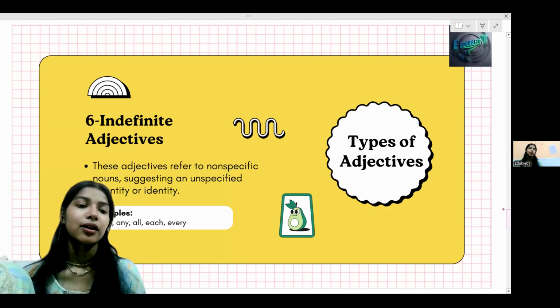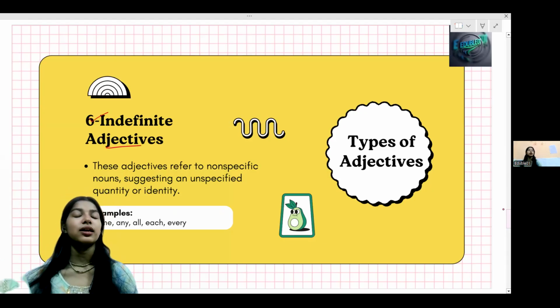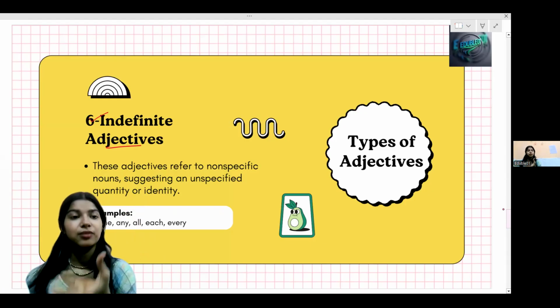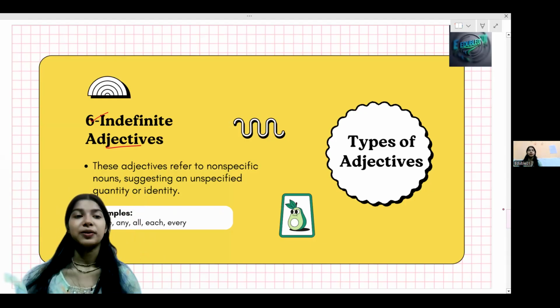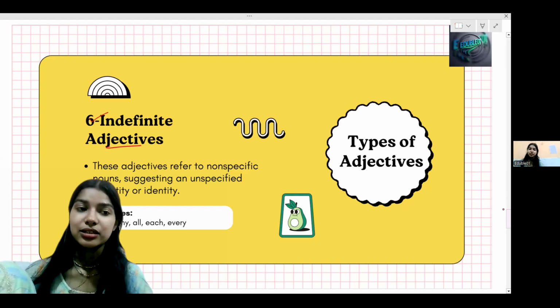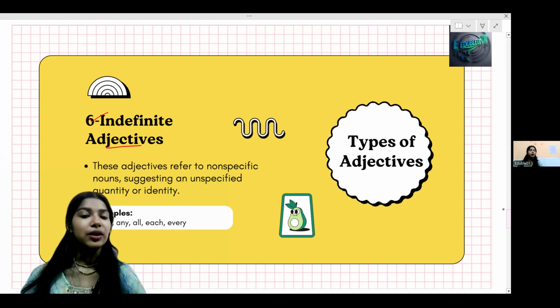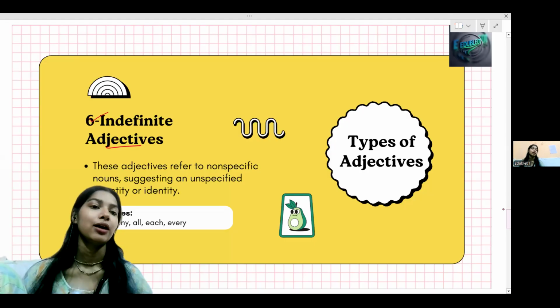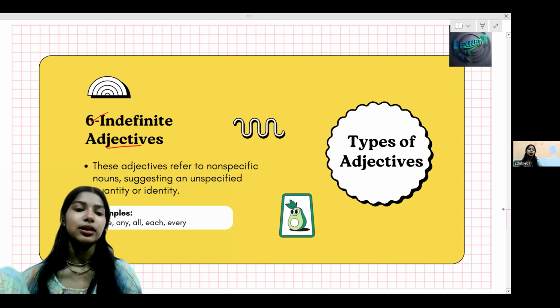Okay, indefinite adjective. Now, quantitative adjectives talk about a specific quantity or specific amounts. Now, an indefinite adjective doesn't tell about the specific quantity or identity of any noun or pronoun. So these adjectives refer to non-specific nouns, suggesting an unspecified quantity or identity.